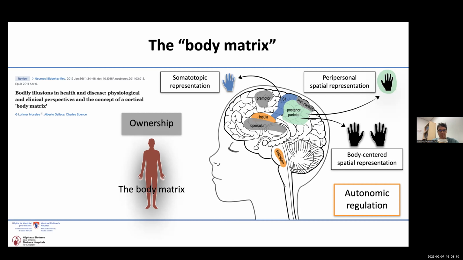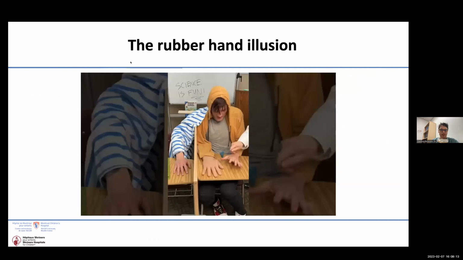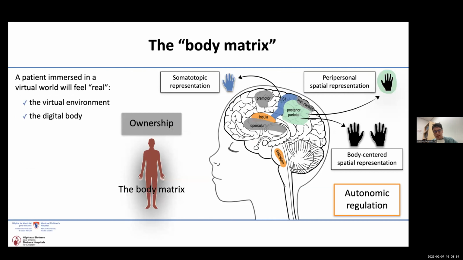The body matrix is the base of virtual reality, and for those who are interested, it is based on the same physiology as the rubber hand illusion. Here I'm trying to represent it. Let's see if it works. No, unfortunately, it doesn't. So, when a user is in the virtual reality environment, he doesn't only feel that the virtual environment is real, but he also believes that his virtual body is real.